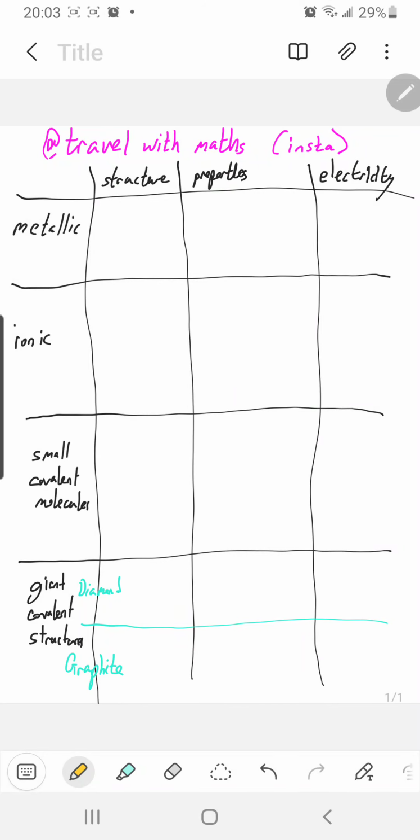Right, so I just wanted to put them all together in one place and do an overall recap. I hope this will be a short video. Metallic structures are giant, ionic structures are giant, giant covalent structures are also giant. Only small covalent molecules are small. Okay, they're not giant.